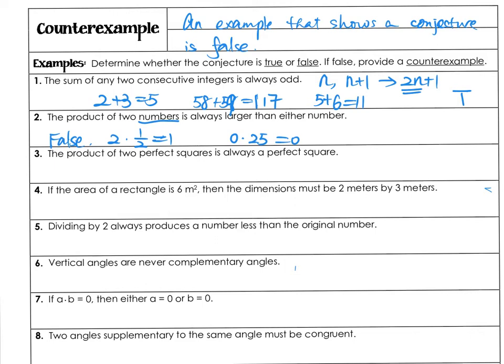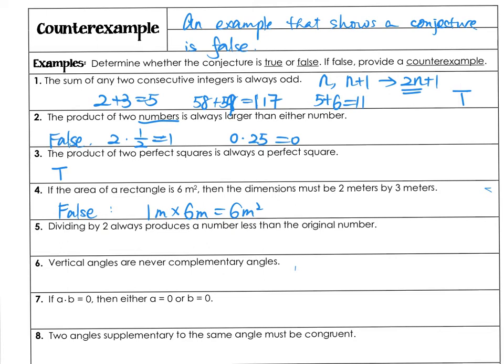The third one, the product of two perfect squares is always a perfect square. I know that's true. The fourth one, if the area of a rectangle is 6 square meters, then the dimensions must be 2 meters by 3 meters. That is not true. That's false. So the counterexample is, how about 1 meter times 6 meters? That also gives me 6 square meters, right?